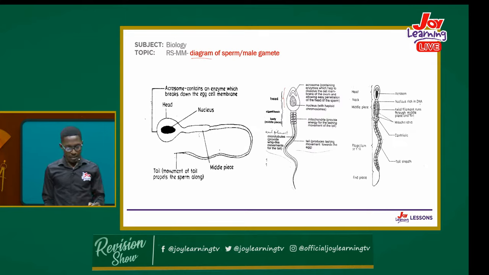So let's look at what we have: a head, a middle piece, and the tail portion. These are sometimes what we mark. Other times we go deeper and ask students to show what we call the axial filament and the mitochondrion. So I presented 3 drawings. Just have a look at them so that we go to the functions of each part.